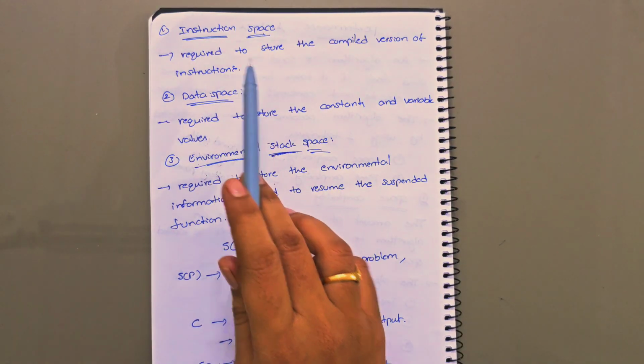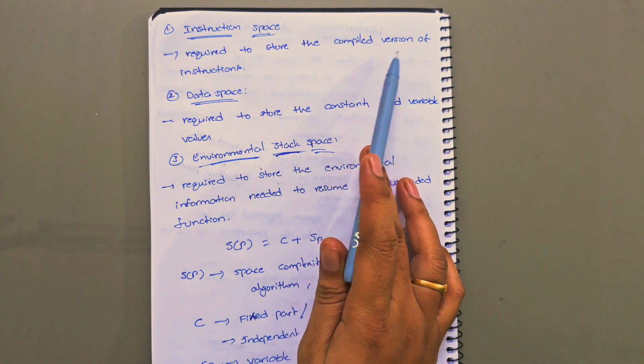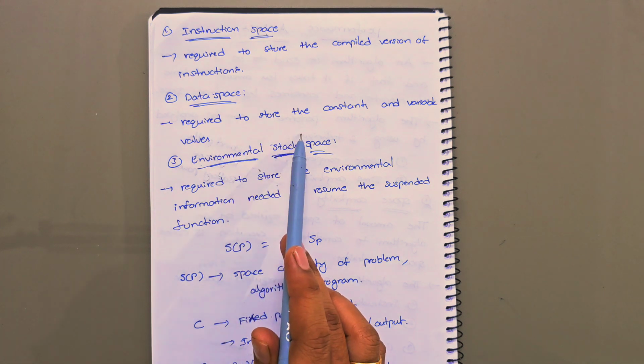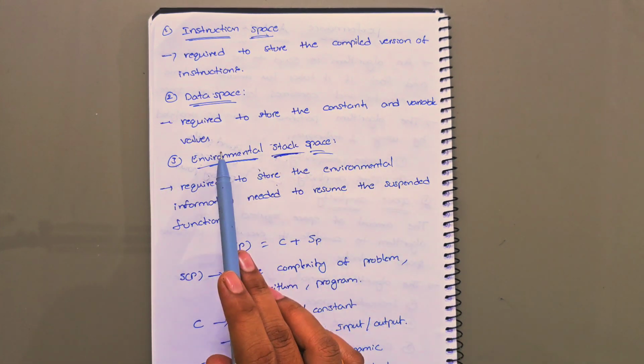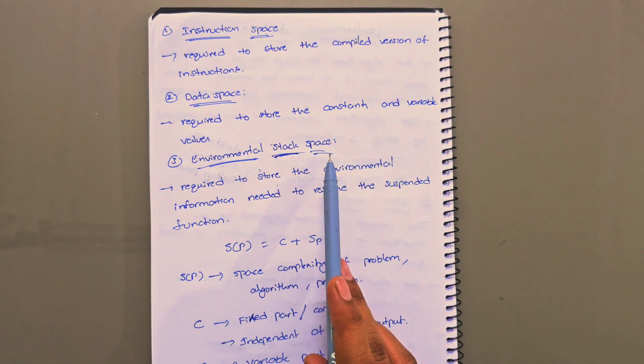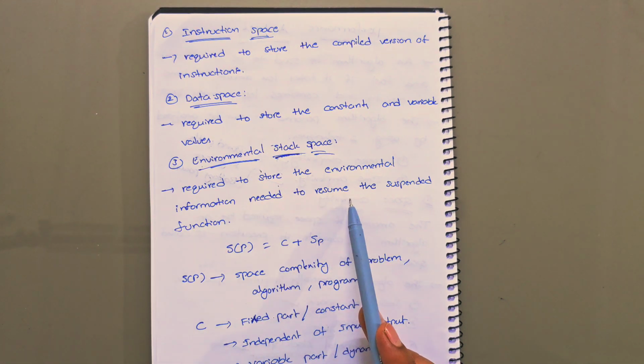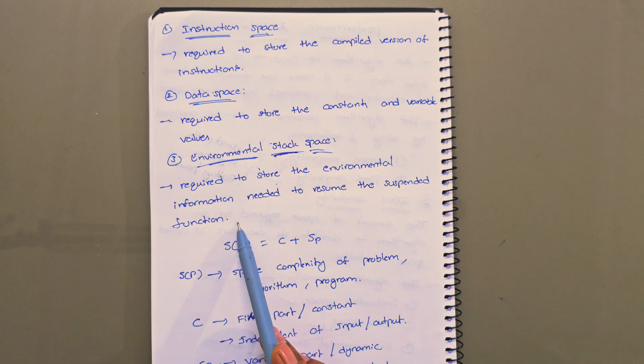Instruction space is required to store the compiled version of instructions, and data space is required to store the constants and variable values. Environmental stack space is required to store the environmental information needed to resume the suspended functions.